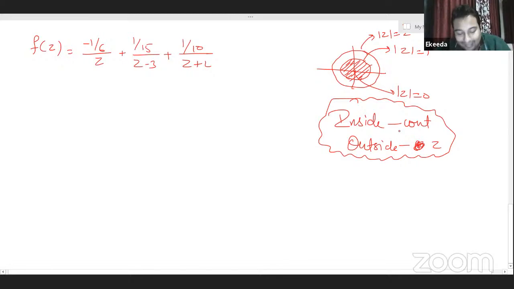Inside constant, outside z. Okay, so let us check. Let us start. See, the first term, we're going to keep it as it is. Why? I'll let you know soon. Just follow me. First term, keep it as it is.